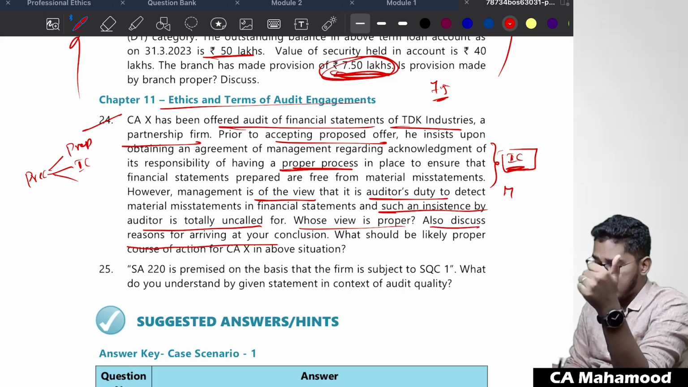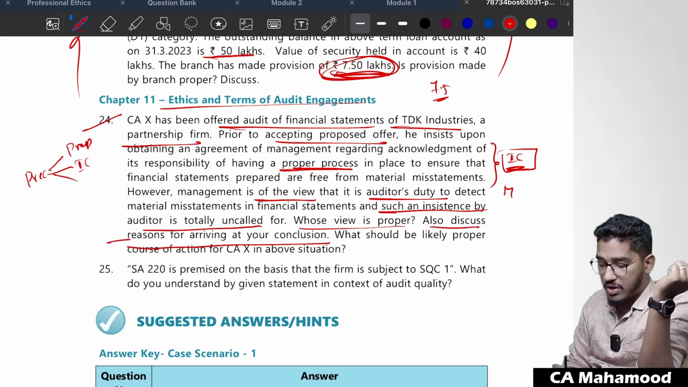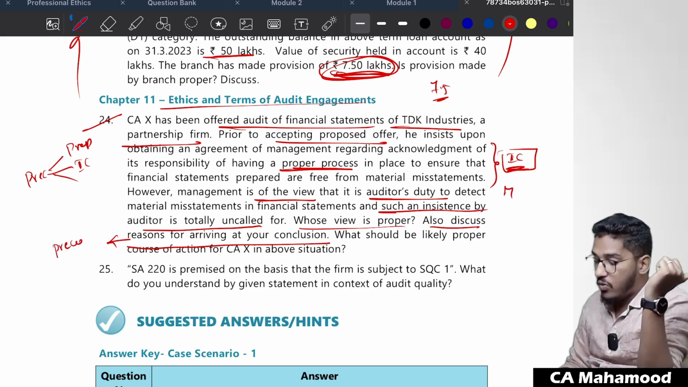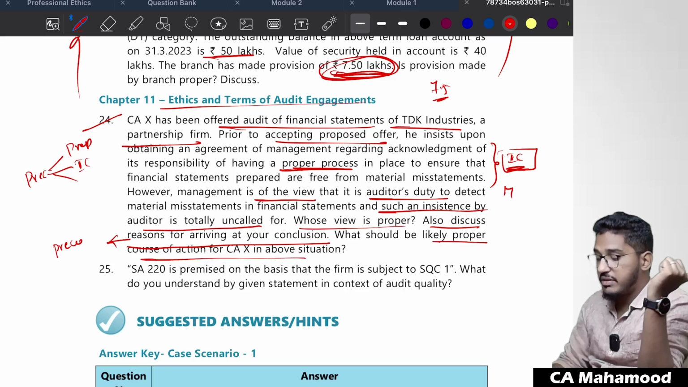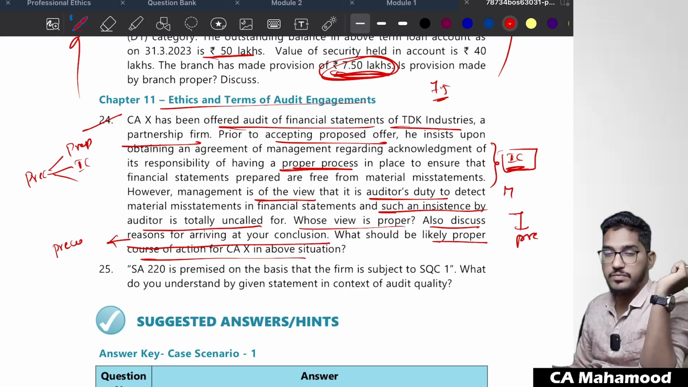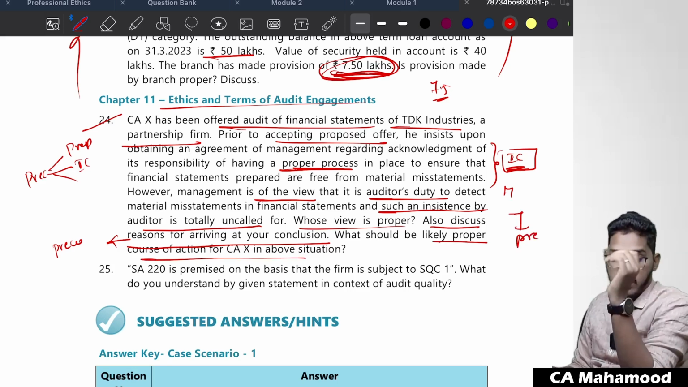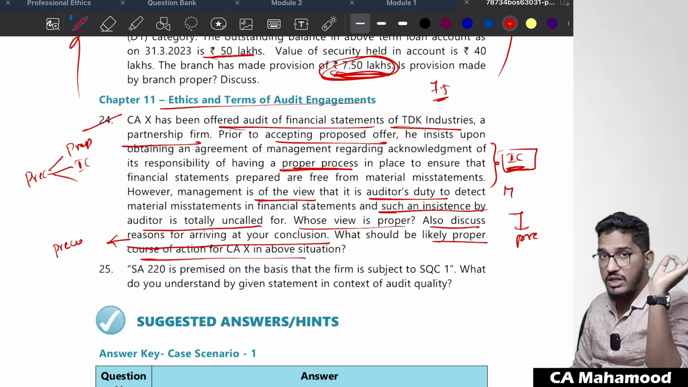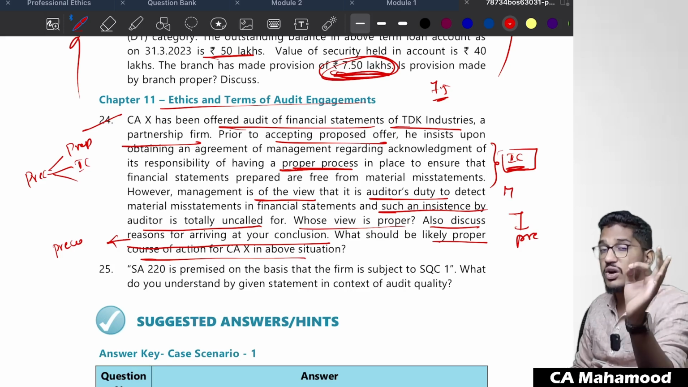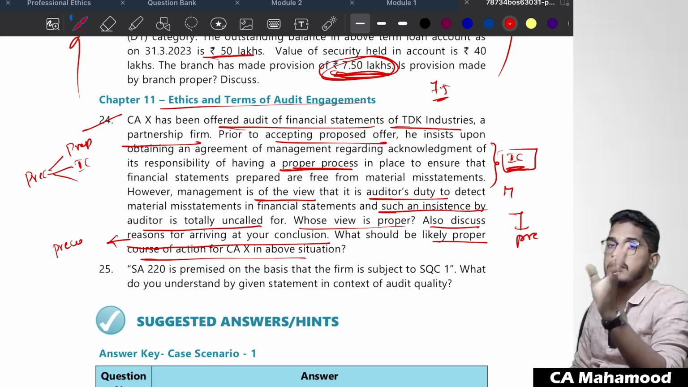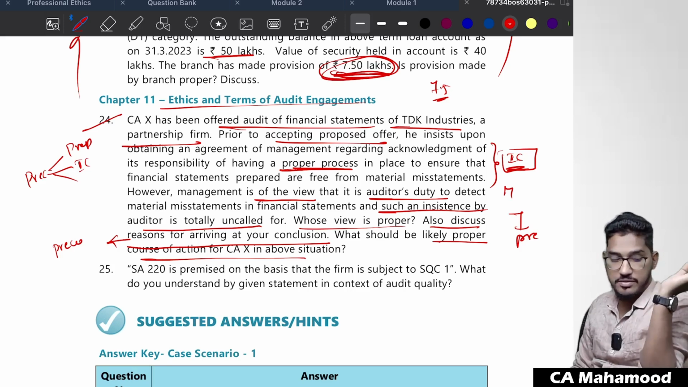Also discuss reasons for arriving at your conclusion. On what basis are you telling? On the basis of preconditions to audit. What should be the likely proper course of action? If the management is not agreeing to preconditions, what are you supposed to do? Don't accept the audit. If the management is not giving confirmation regarding preconditions, you should not accept the audit, unless there is a mandatory requirement under law or regulation.